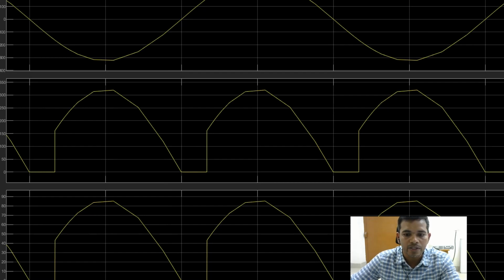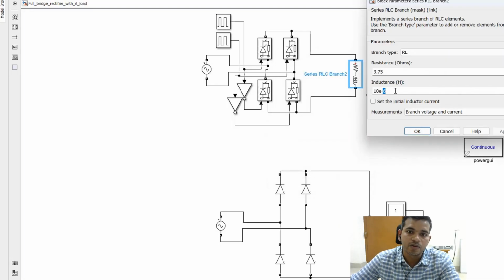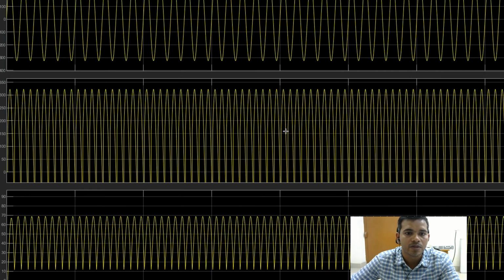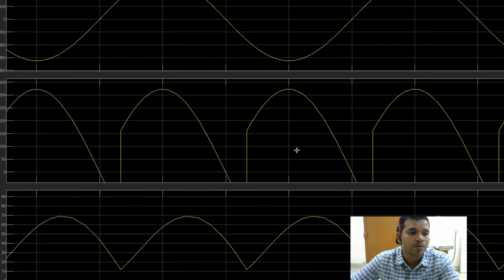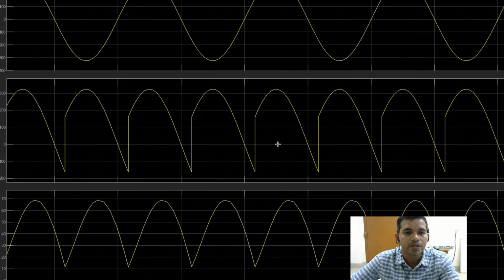Inductive effect is less here. So it is a discontinuous connection. When you increase the inductor, it will go into continuous connection. It depends on the inductance value. This is a continuous one.